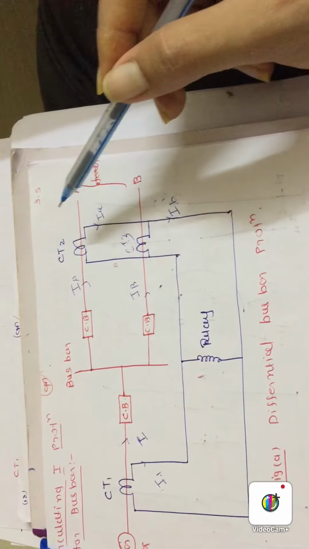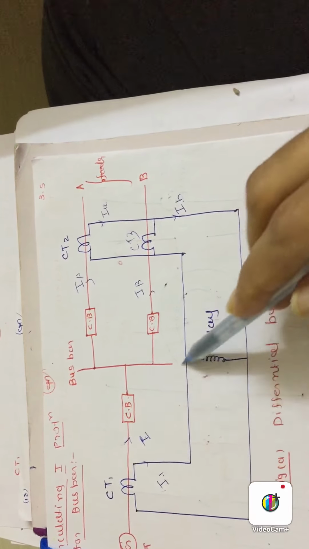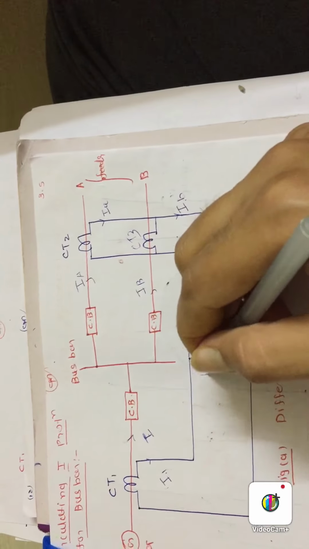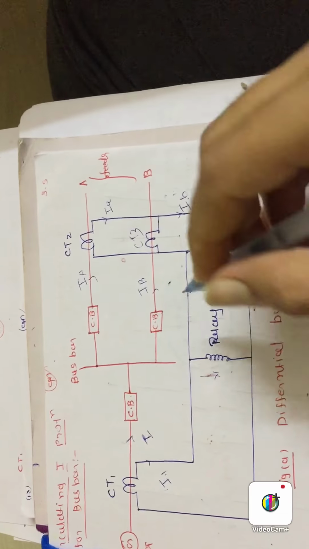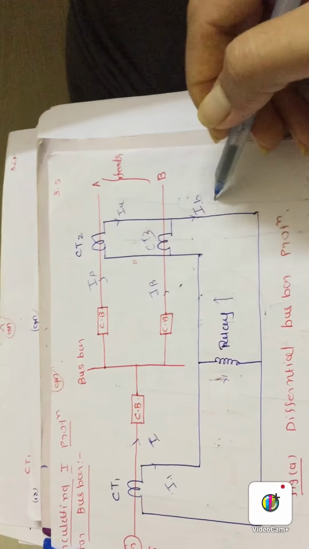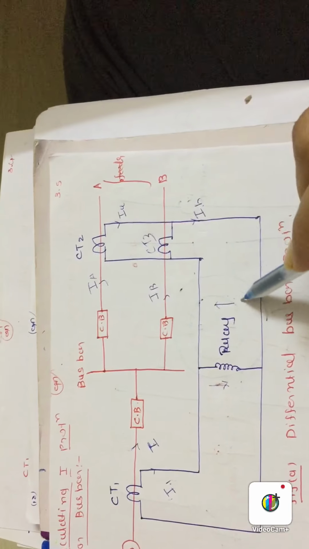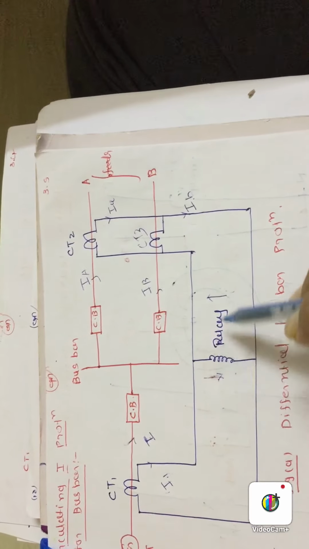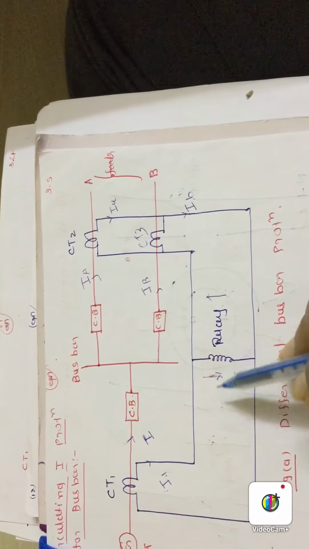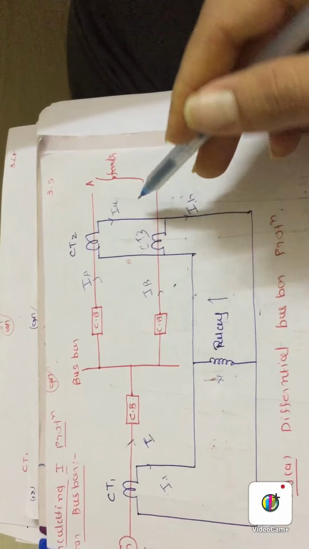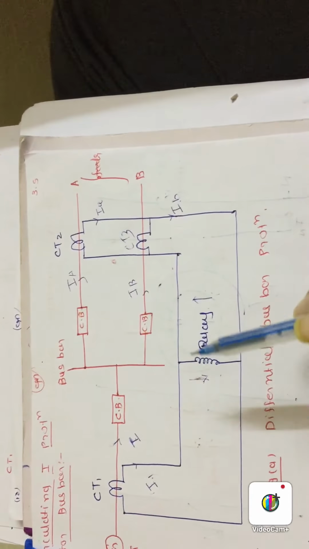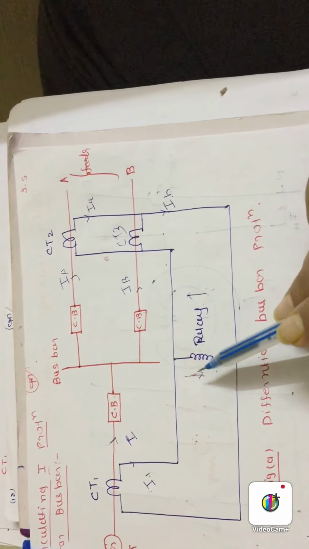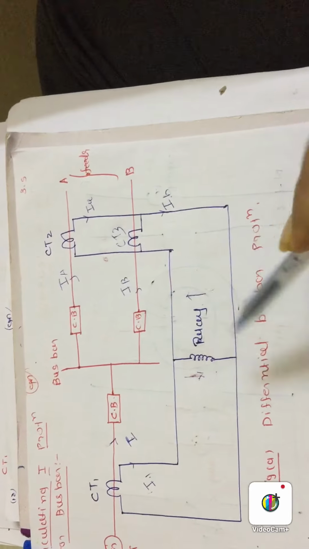So in normal condition, this is I1. The direction of ia and ib will be like this. In normal condition, the direction of I1 is downward, while ia and ib both will add and their direction will be upward. Again both directions are opposite, so I1 minus ia minus ib will become 0 in normal condition. So the operating coil has no current, that's why this relay will not operate in normal condition.